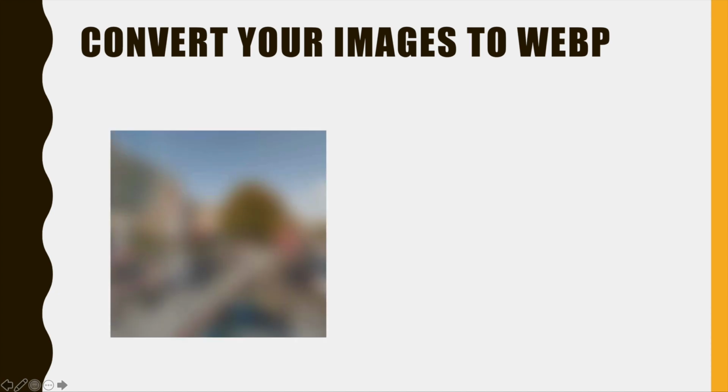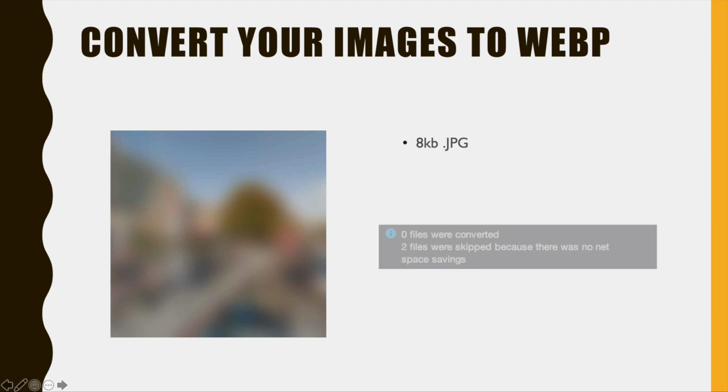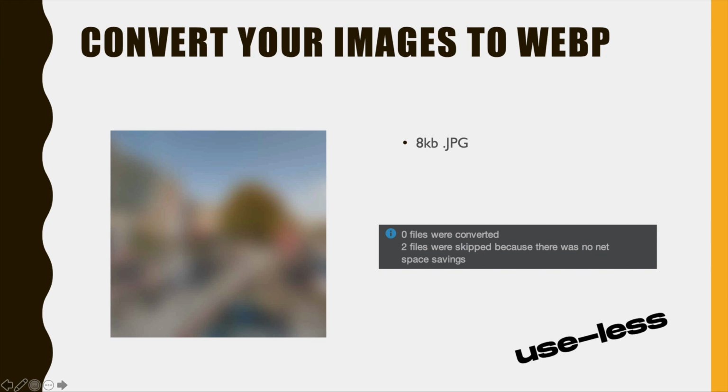But sometimes it's completely useless to do that. For example, with this image, a blurry, somewhat random image, it's an 8 kilobyte JPEG, but if I want to convert it to WebP, Android Studio tells me it's completely useless to do it. It will be bigger in WebP than in JPEG.